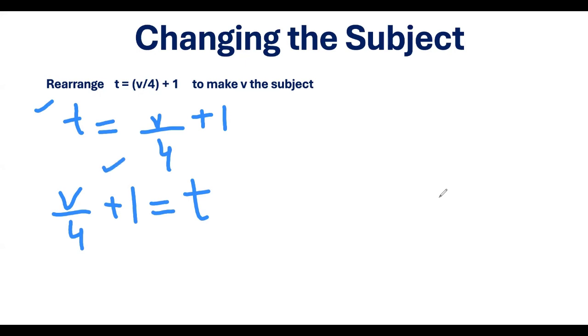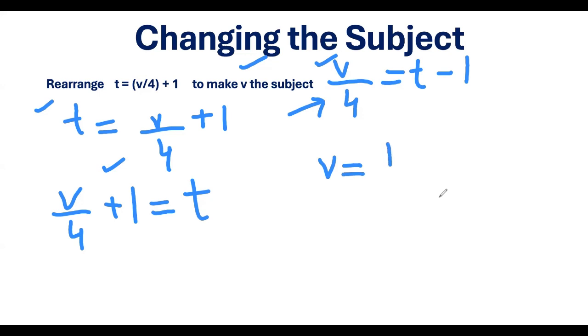This plus 1, you can shift on the right-hand side. So plus 1 will become minus 1: T minus 1. Now you have to make V the subject. So keep V on the left-hand side, but 4 you have to shift on the right-hand side. So 4 is multiplied with T minus 1, because 4 is in divide, and divide will become multiply when the sides are changed.